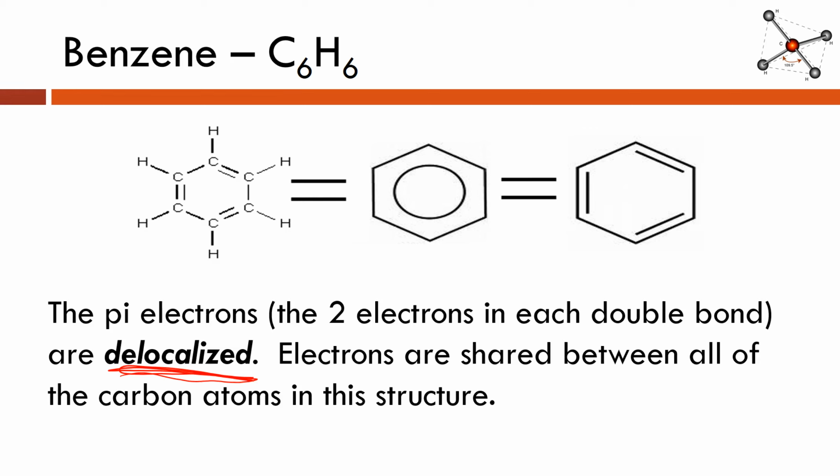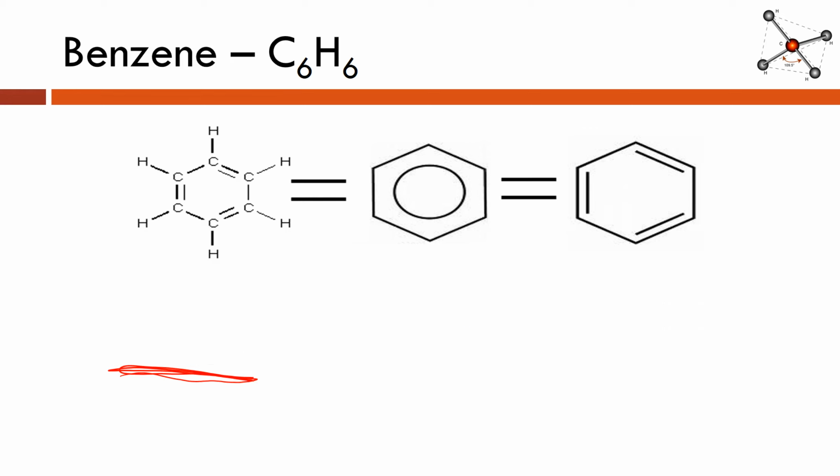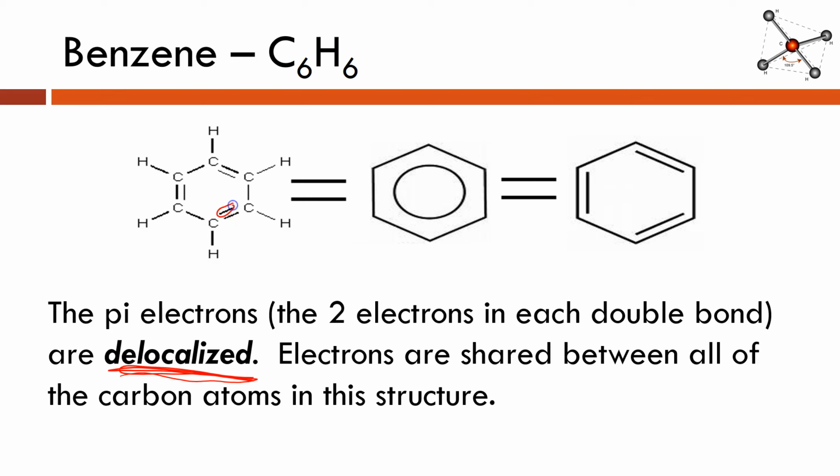And all that really means is instead of, for example, this pair of electrons that I just circled being shared between carbon 1 and carbon 2, all of these pi electrons, so electrons in the double bonds, are shared between all of the carbons. That's why a lot of times you'll see benzene represented with a circle inside the hexagon. Those electrons in the double bonds don't belong to any carbon or carbons in particular. They are shared equally across all the carbons in benzene.